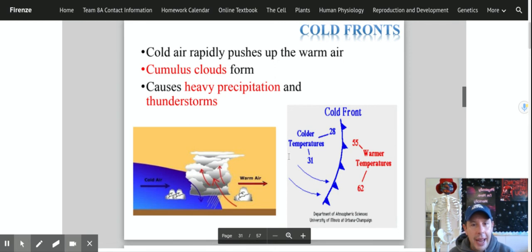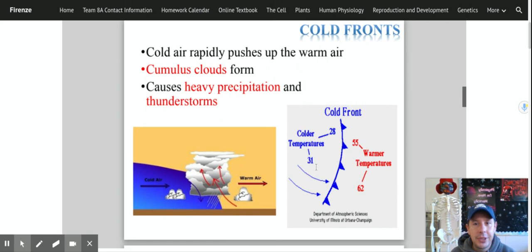That means the cold air is behind it, okay? So the triangles or the icicles or the cold front symbol, however you want to say it, is carrying cold air behind it like a train, okay? The front is the front of the train, it's the engine, and it's pulling the cold air behind it.